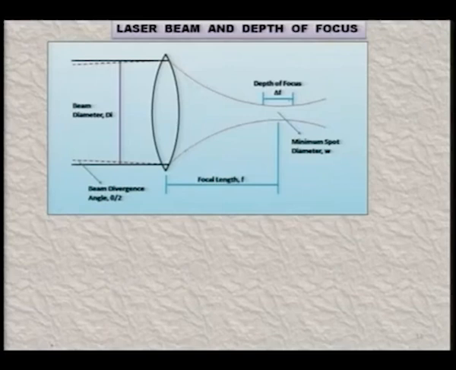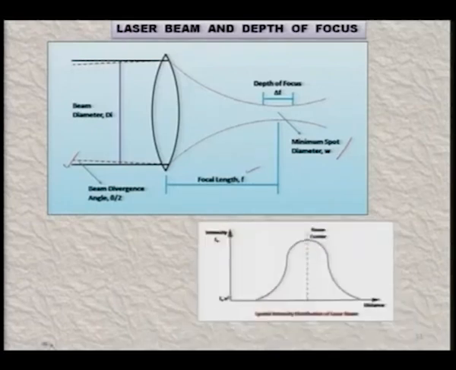This is the minimum spot diameter where you can get more or less the same diameter over this particular length, and there is a focal length f, as you can see here, where the beam coming from the left side gets concentrated and maximum intensity is given. Another important point you can see here on the left side is that the divergence angle is very small. Beam divergence angle is very small compared to normal light, and this is a useful characteristic.